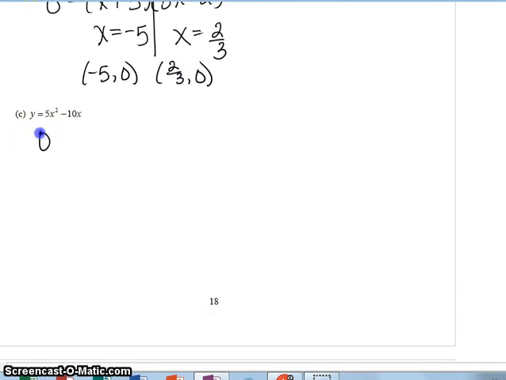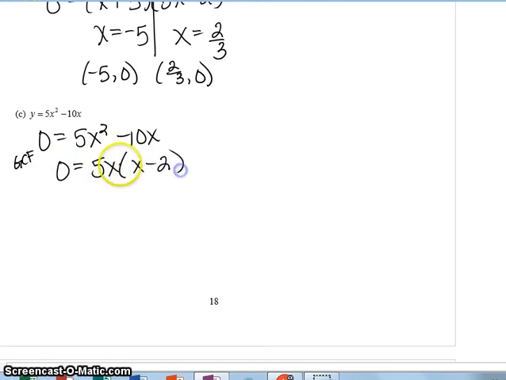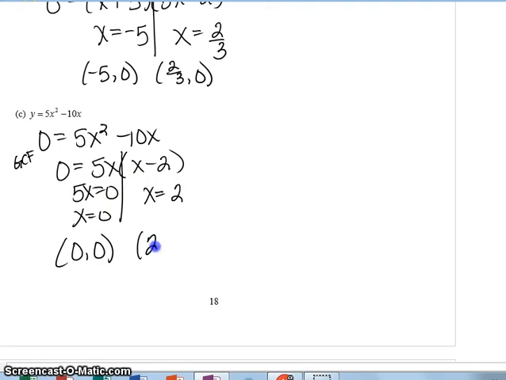Last one here, part C. 0 equals 5x squared minus 10x. That's a GCF, okay? I can factor out a 5x from both of them, and I'm left with x minus 2. Split: 5x equals 0, divide both sides by 5, I get x is 0. That gives me the coordinate: if x is 0, y is 0. So the origin is an x-intercept. Over here, I get x equals positive 2, so (2, 0) is also my x-intercept.